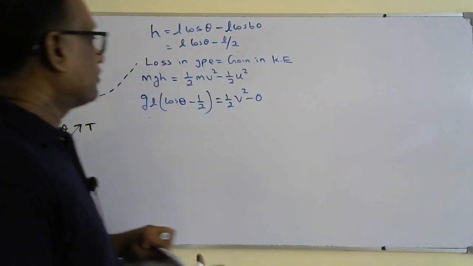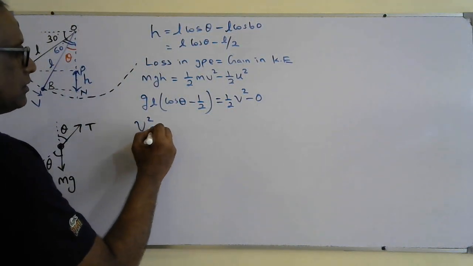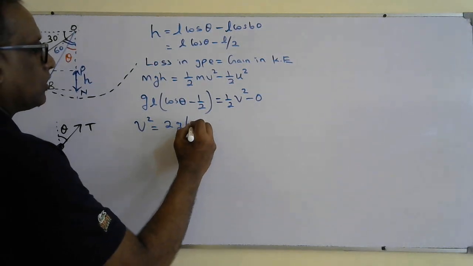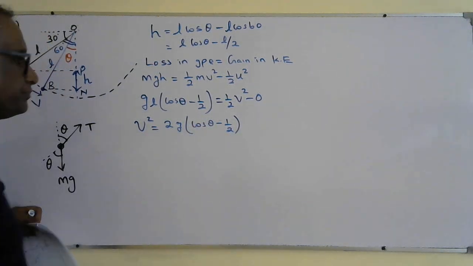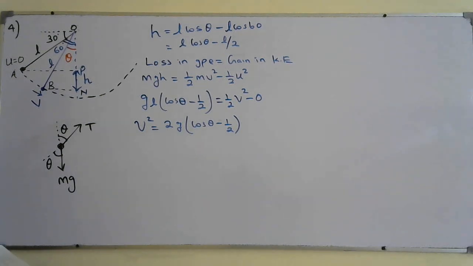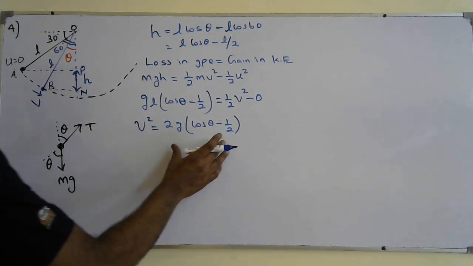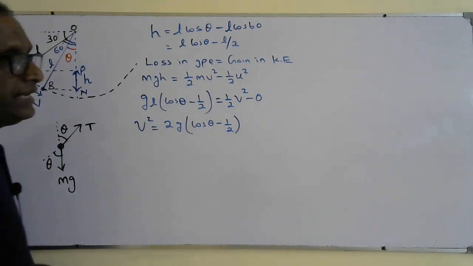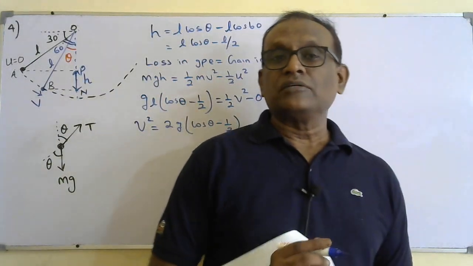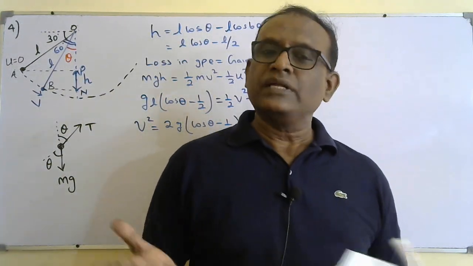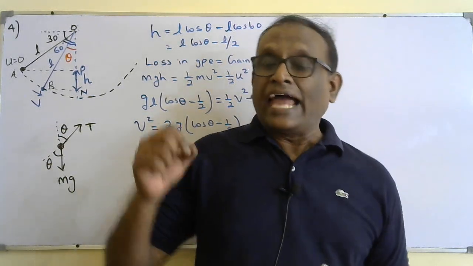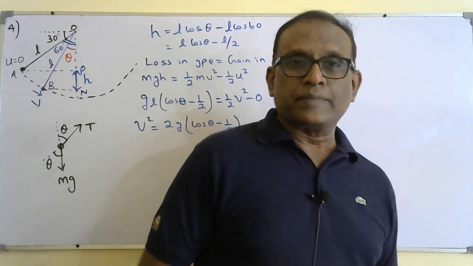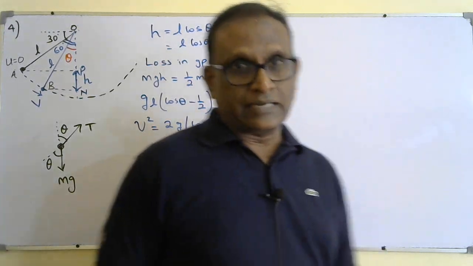So v squared is equal to 2gL into cos theta minus half. Okay, so that's V at that point. Now we need to find the tension, because the question is related to maximum tension and minimum tension. So we'll take a general equation when it makes an angle theta. Then we'll find out at what theta tension becomes maximum, at which theta tension becomes minimum.